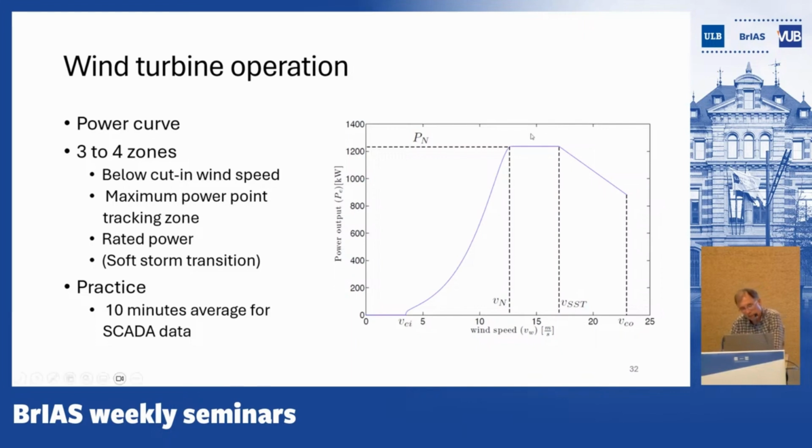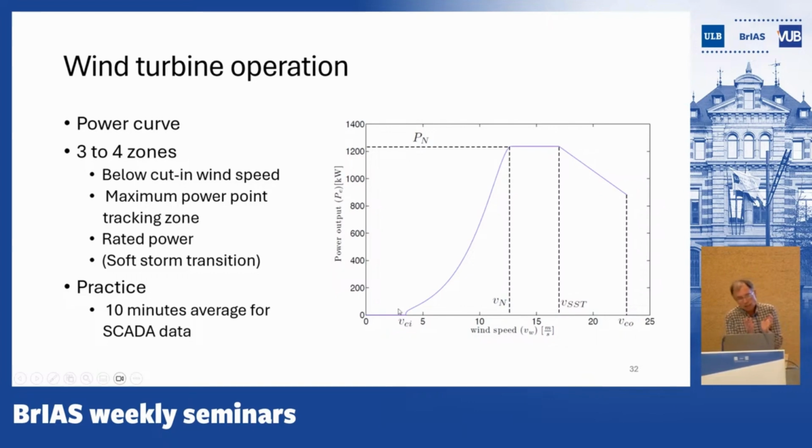Then you reach the rated power, which is called Pn here for nominal, at the nominal velocity. And finally, and this depends on the wind turbine, this 4th zone, you don't have it necessarily. You have sometimes what is called the soft storm transition zone, where above a certain wind speed, the power generated is decreased before cut off, and so stopping the turbine when there is just too much wind.